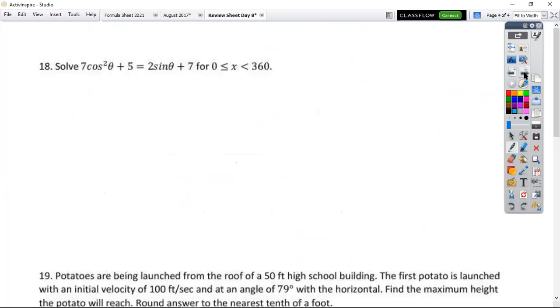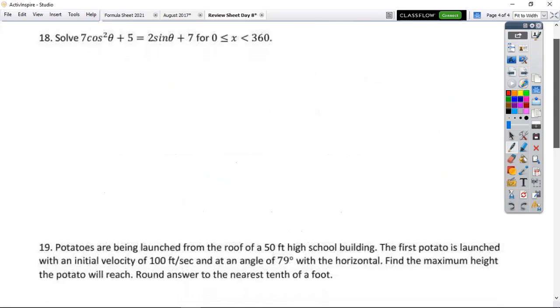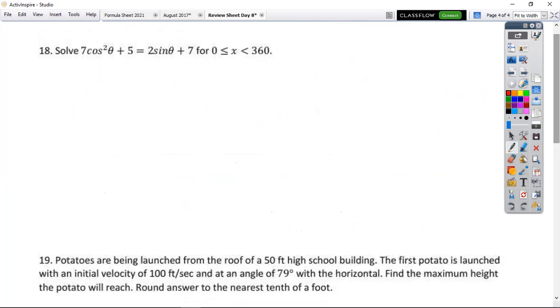Yes. All right, so number 18. This is a trig quadratic equation. And I have another one of these written out too if you want another one after this. So I have here 7 cos squared theta plus 5 equal to 2 sine theta. You have 2 different trig functions, we can't have that.